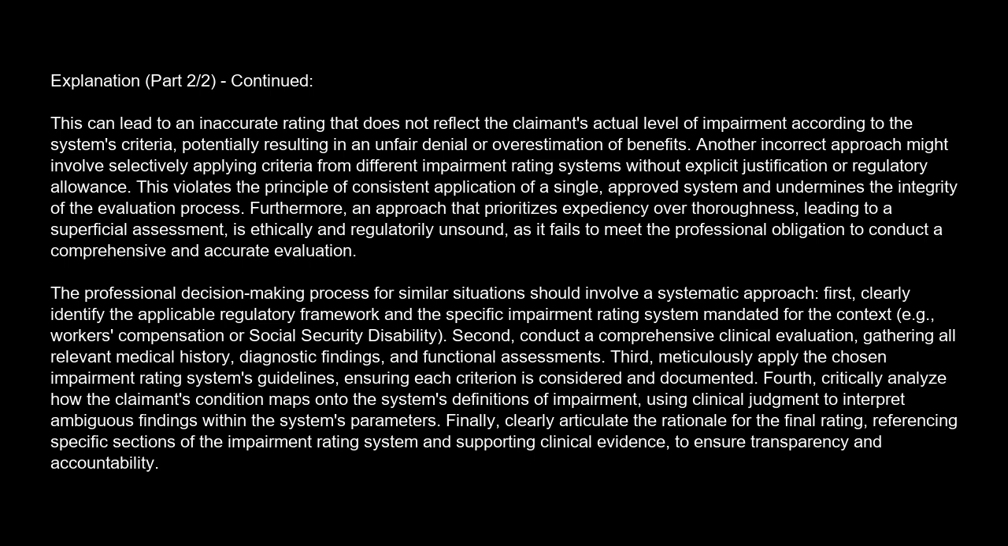The professional decision-making process for similar situations should involve a systematic approach. First, clearly identify the applicable regulatory framework and the specific impairment rating system mandated for the context, e.g., workers' compensation or Social Security disability. Second, conduct a comprehensive clinical evaluation, gathering all relevant medical history, diagnostic findings, and functional assessments. Third, meticulously apply the chosen impairment rating system's guidelines, ensuring each criterion is considered and documented. Fourth, critically analyze how the claimant's condition maps onto the system's definitions of impairment, using clinical judgment to interpret ambiguous findings within the system's parameters.